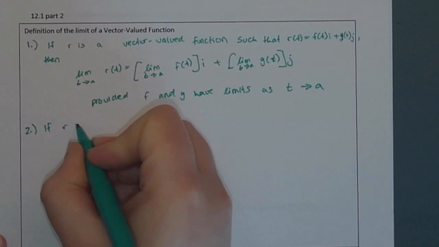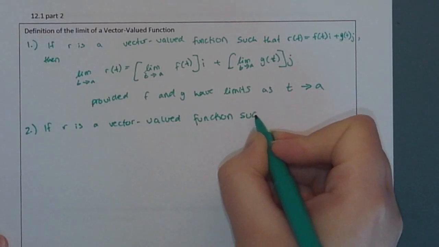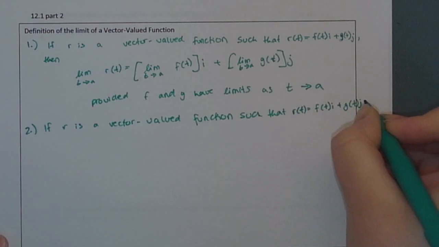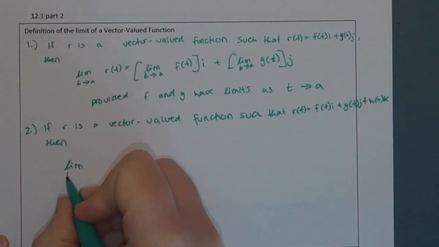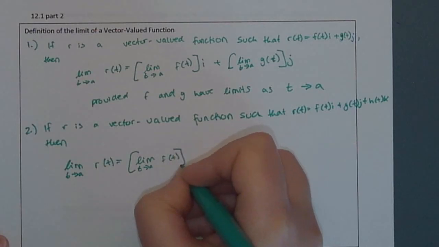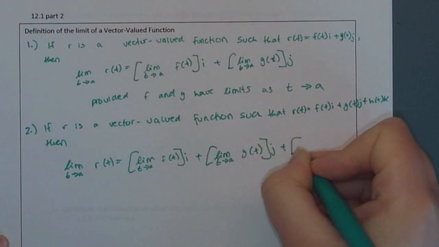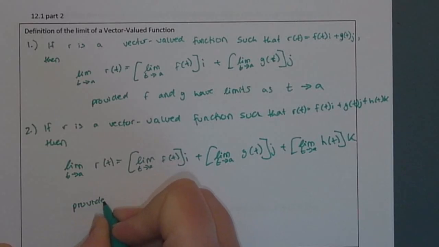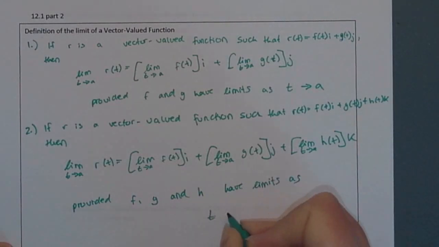Or 2, if R is a vector valued function such that R of t equals f of t i plus g of t j plus h of t k, then the limit as t goes to a of r of t is the limit as t goes to a of f of t times i plus the limit as t goes to a of g of t j plus the limit as t goes to a of h of t k, provided f, g, and h have limits as t goes to a.